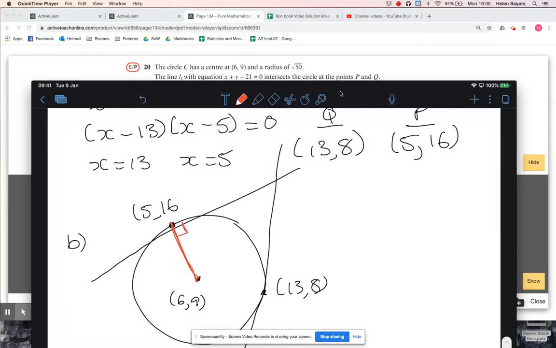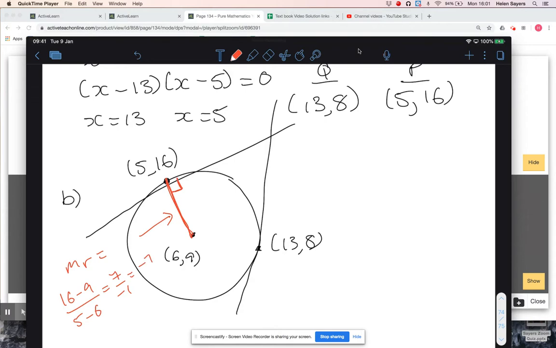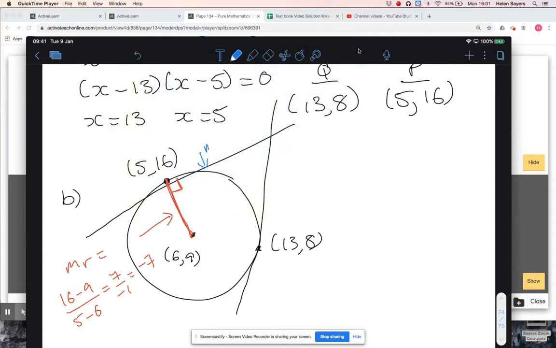I also know that the radius and the tangent are at a right angle to each other. They're perpendicular. So what I can do, I'll do them one at a time. So I can get the gradient of the radius. So that's going to be change in y, so 16 minus 9 over change in x, so 5 minus 6. So that's 7 over minus 1, so minus 7. So if that radius has a gradient of minus 7, then this tangent that I'm trying to find is perpendicular, so has a gradient of a 7th.